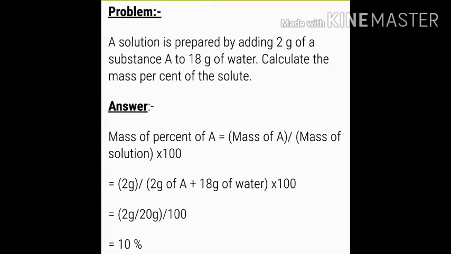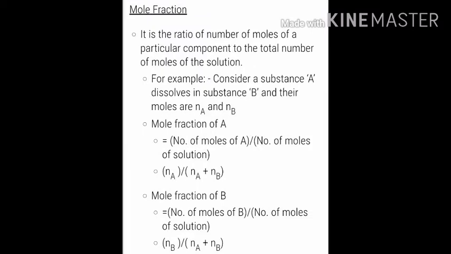Now, when we talk about mole fraction, it gives us an idea about the ratio of the number of moles of a particular component, that is solute as well as solvent. Here, if we see, substance A, which is solute, is dissolved in substance B, which is solvent. So the number of moles is denoted Na, which is the number of moles of solute, and Nb, you can see here, is the number of moles of solvent.